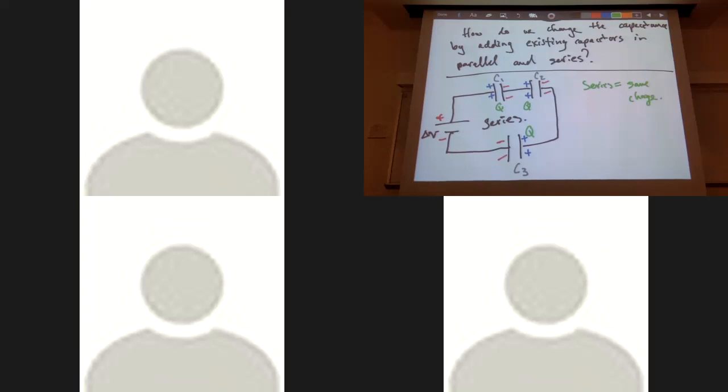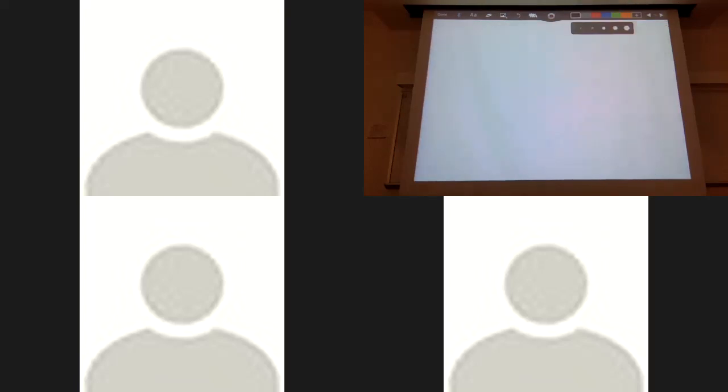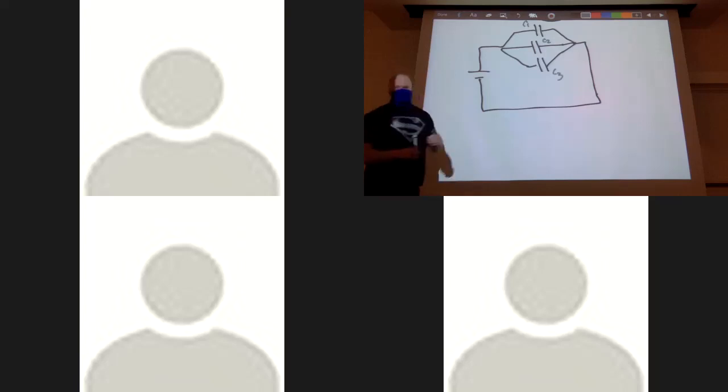Let's talk about parallel. So the difference between series and parallel is, let me draw my circuit here, that now there's going to be a choice. These guys are connected now in parallel. So let's again say this is C1, this is C2, this is C3. Okay? So why is this parallel? Because here the charge now has a choice.